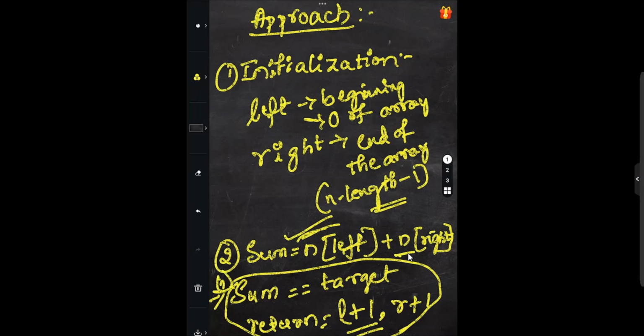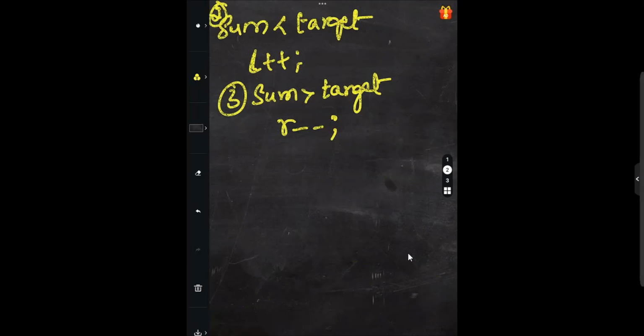First condition is if sum equals target, we have to return left plus 1 and right plus 1. And second thing is if sum is less than target, then we are incrementing the left. If sum is greater than target, then we will be decrementing the right. So the final thing is the loop condition: we will repeat the above steps until left is less than right.